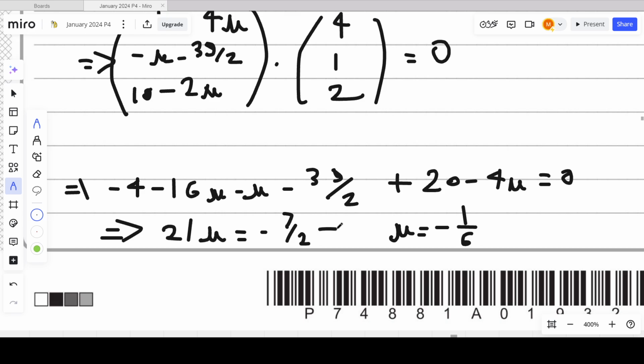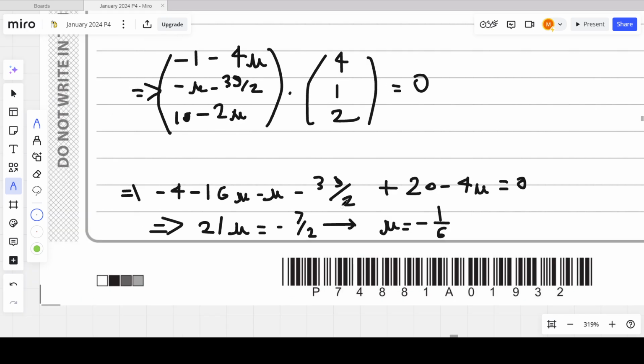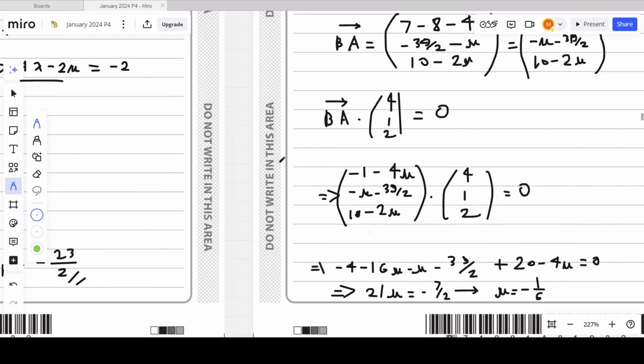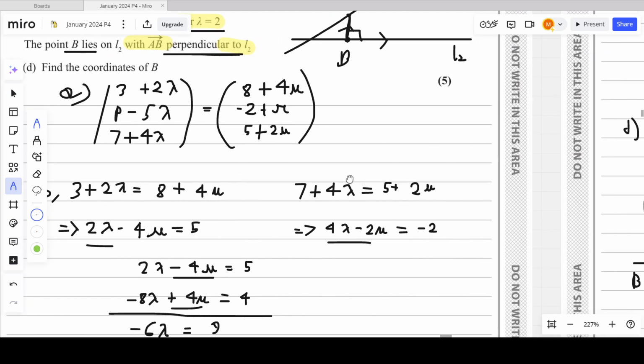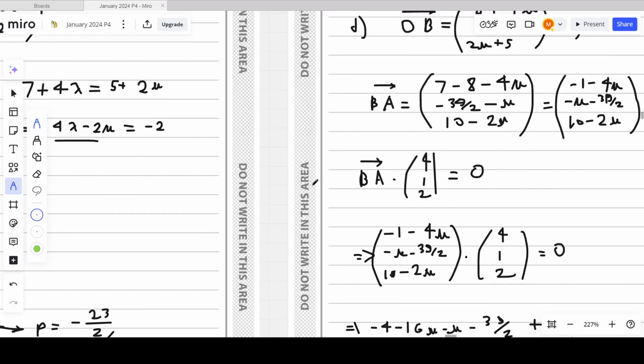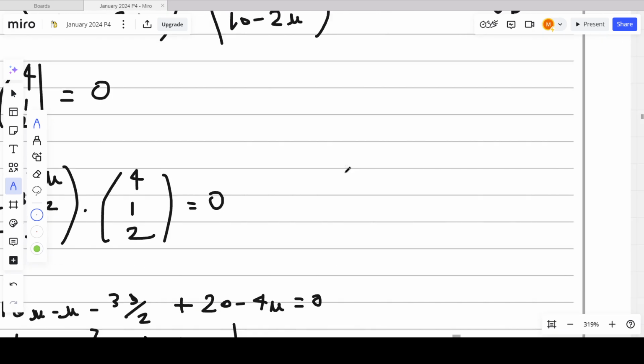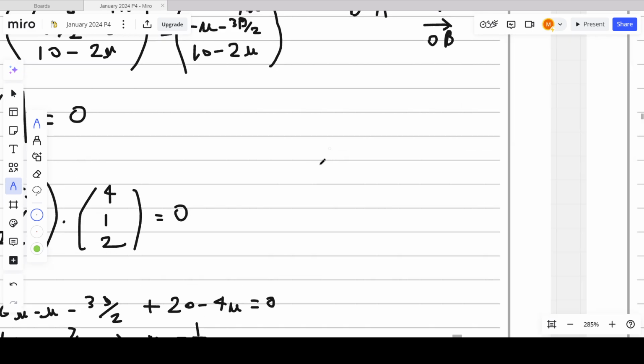We got the value for mu. Fine. So as you get the value for mu, you just substitute the value for mu into the equation of line L2. You will get the coordinates of point B. So we got the value for mu, this is negative 1/6. So position vector of B, OB would be what?